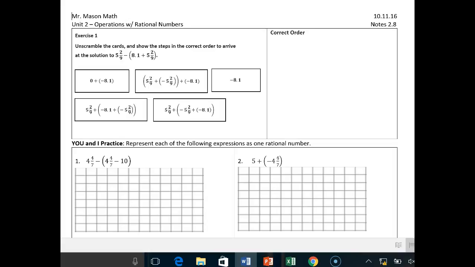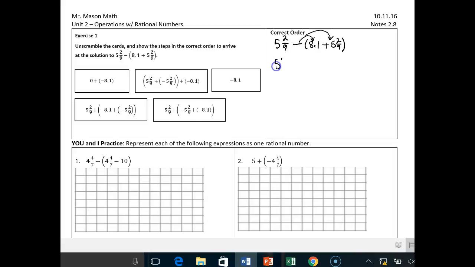It says unscramble the cards and show the steps in the correct order to arrive at the solution to 5 2/9 minus 8.1 plus 5 2/9. So let's go ahead and write out the problem here. We got 5 2/9 minus 8.1 plus 5 2/9. So first off, you need to understand that this minus sign out here gets distributed or multiplied into both terms on the inside. So this goes to the 8.1 and this goes to the 5 2/9.